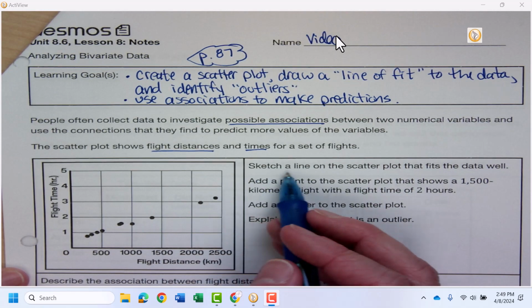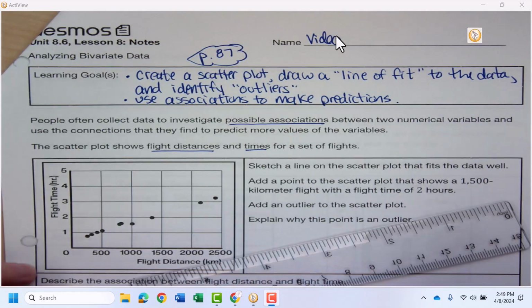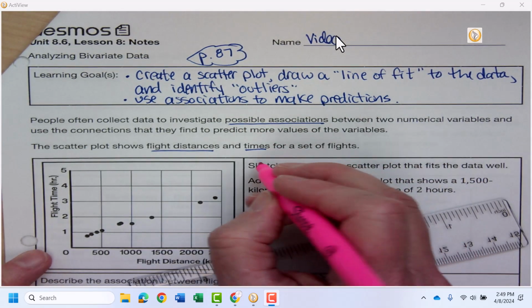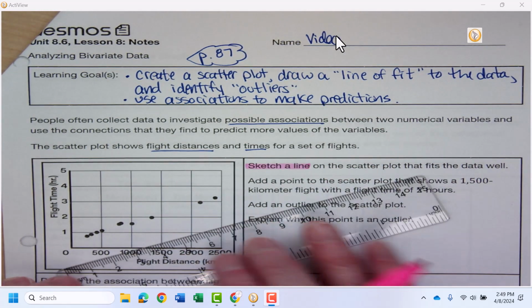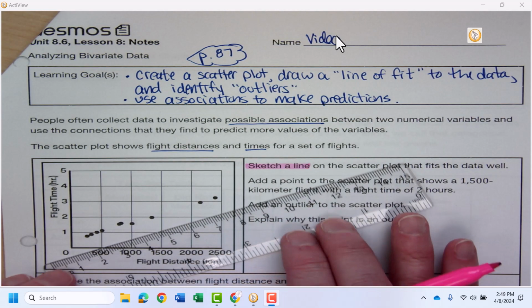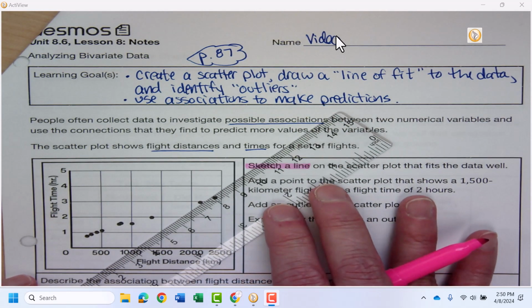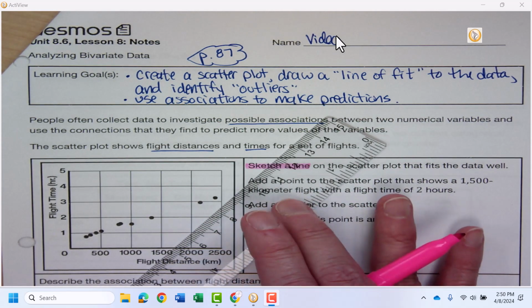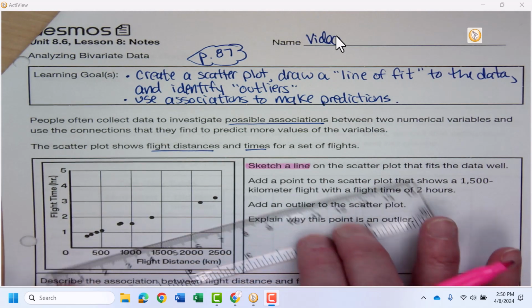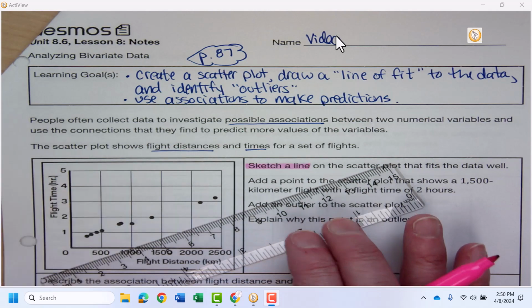So the first thing we're asked to do is sketch a line on the scatter plot that fits the data well. Now when we're sketching a line of fit, there's really two steps to doing this. First thing you want to do is do your best to approximate the slope of the data. I know it's not in a perfect line, but you can see the trend that the data is going. You can see what would be too steep or too shallow. So you just want to wiggle around until you feel like you've got about the same slope as you see in the data there.